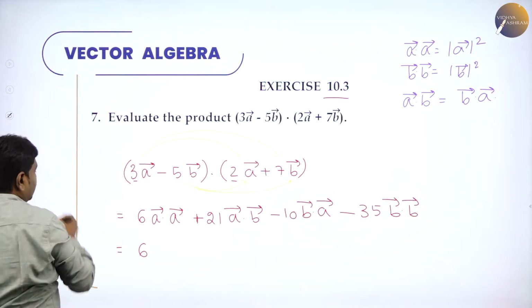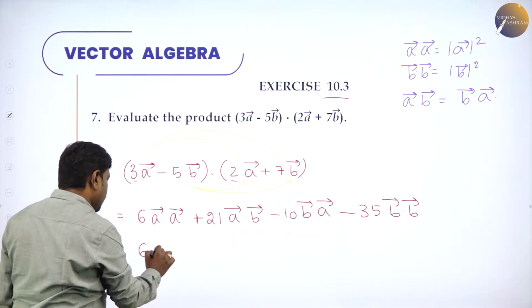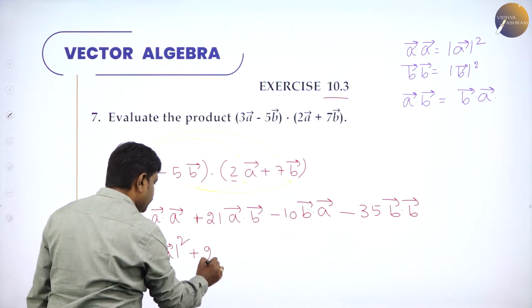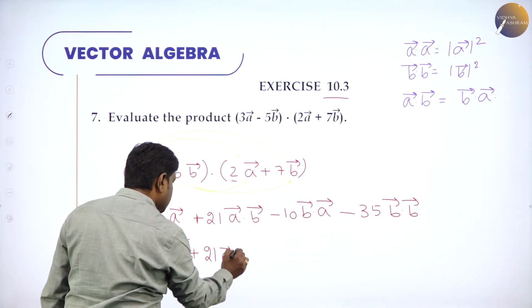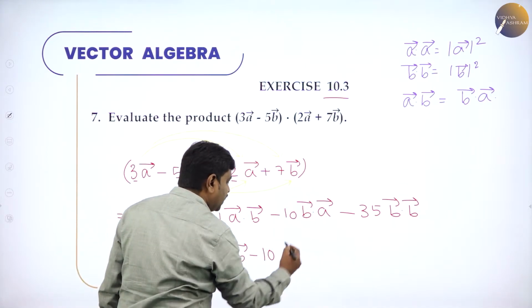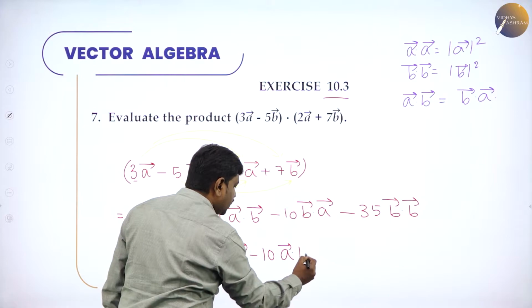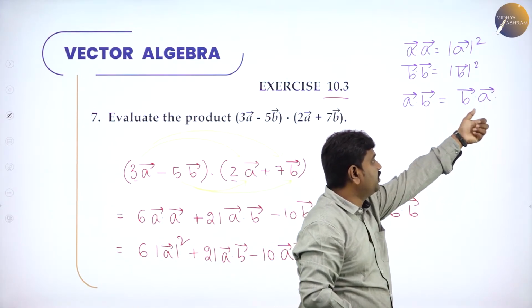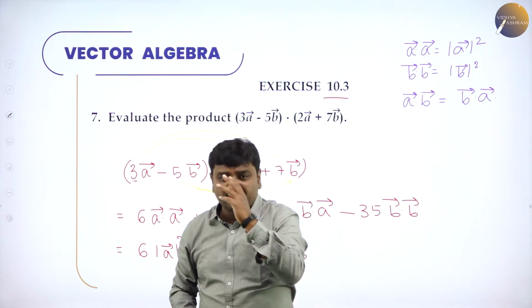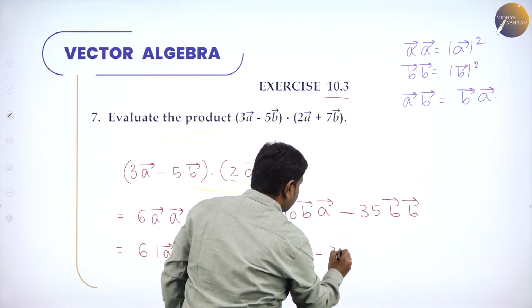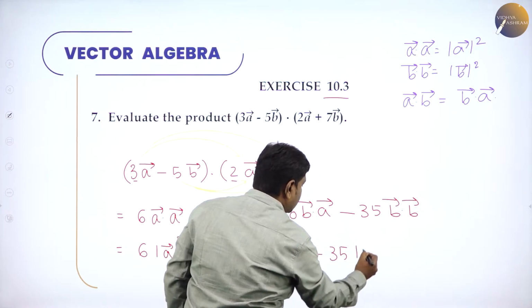So now to simplify, A dot A is what? Magnitude A the whole square, plus 21 A dot B, minus 10 times B dot A. Instead of B dot A, I can write A dot B. I told you dot product is commutative. A dot B value is same as B dot A. Then minus 35. B dot B is magnitude B square.